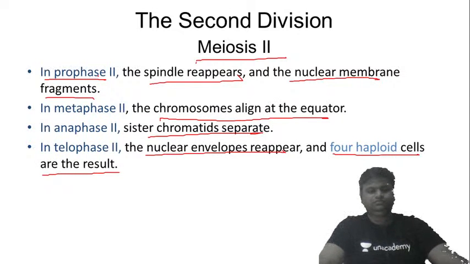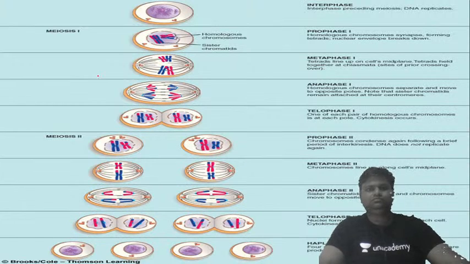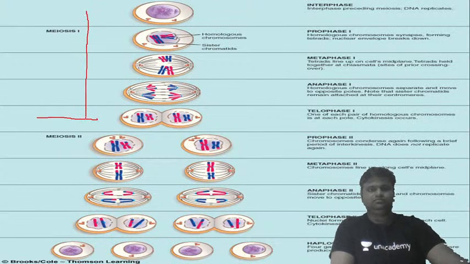So this is the difference between meiosis 1 and meiosis 2. This stage is meiosis 1, and this stage is meiosis 2.